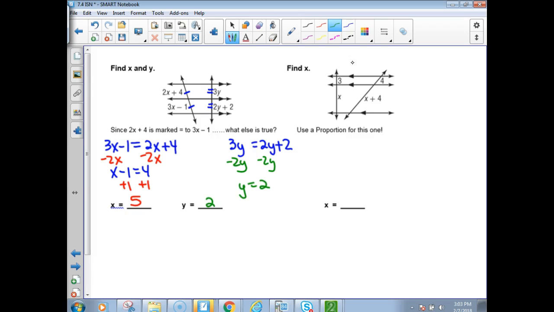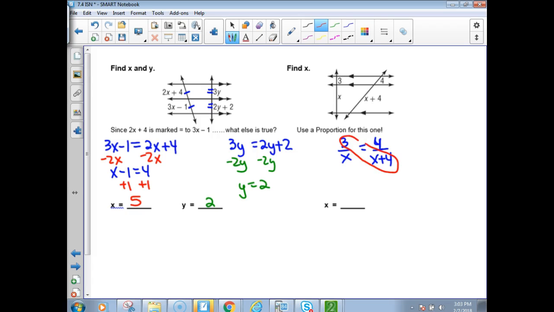All right, this one is different. This one does not show any congruence, so we need to set up a proportion. 3 over x, just go vertically, x over 4 over x plus 4. Remember, there are 4 ways to correctly write a proportion, so I'm not telling you that this is the only way it can be written. I just think the kids see it very well because they're right one above the other.